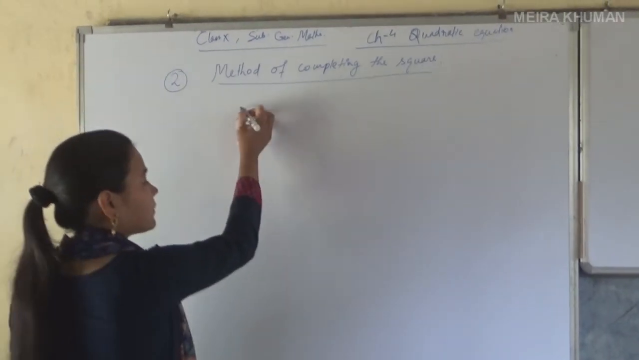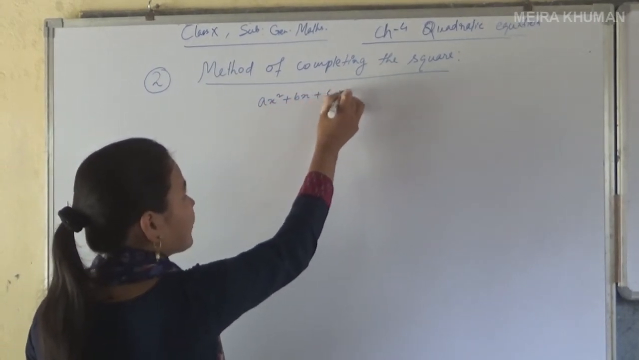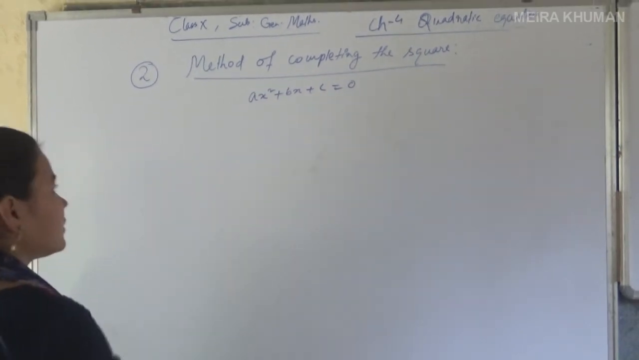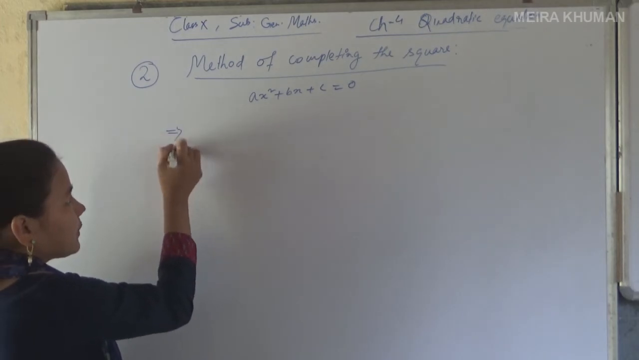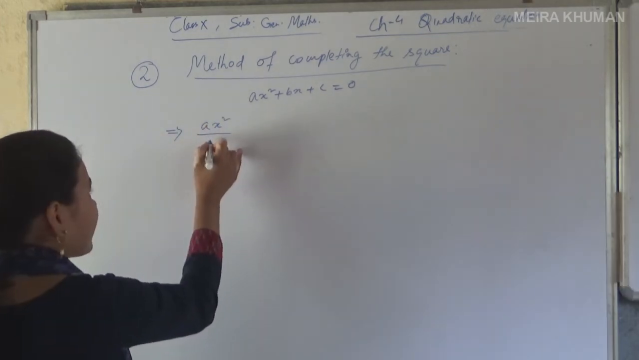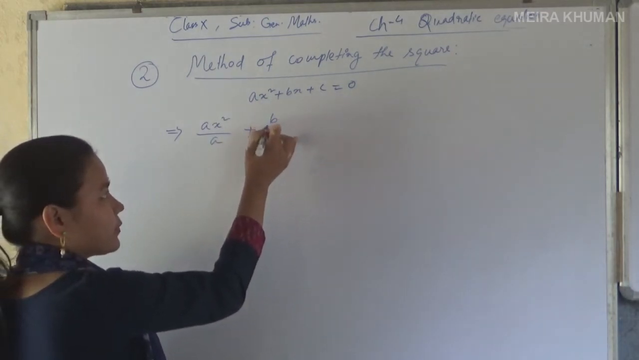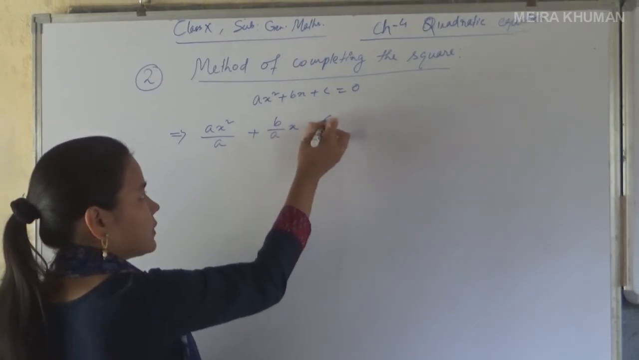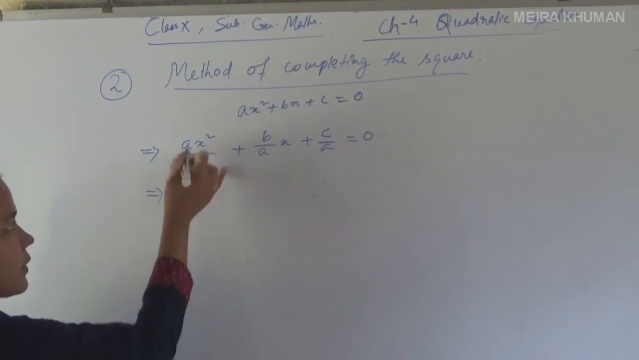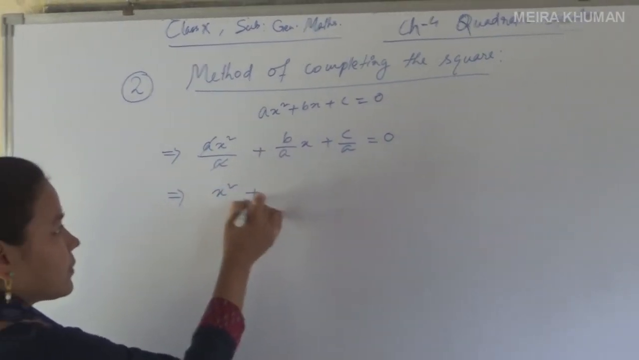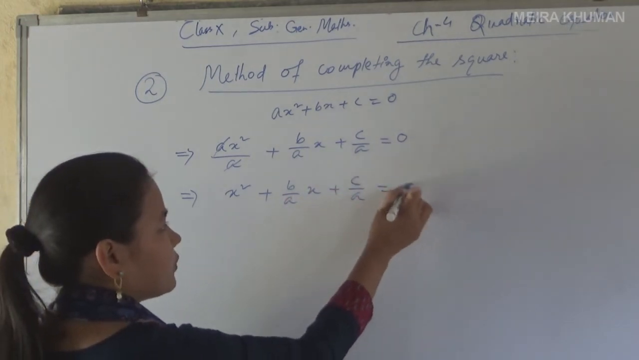In this method, suppose your quadratic equation is ax² + bx + c = 0. Here the coefficient of x² is a, so you should divide by a here and again here also. Then c by a equal to 0. Then cancel out: x² + (b/a)x + c/a = 0.